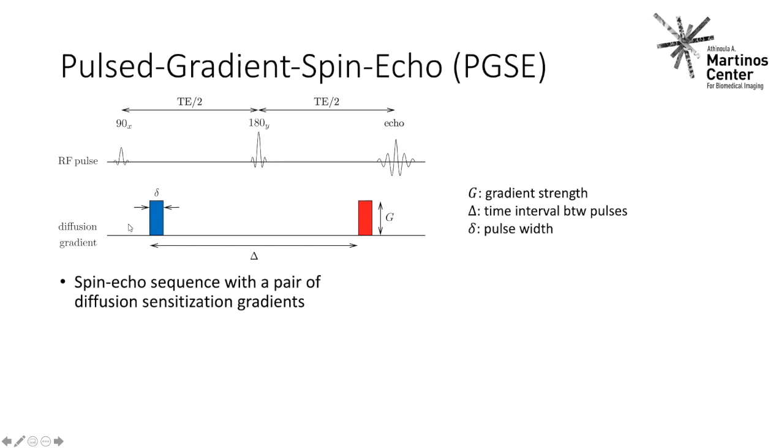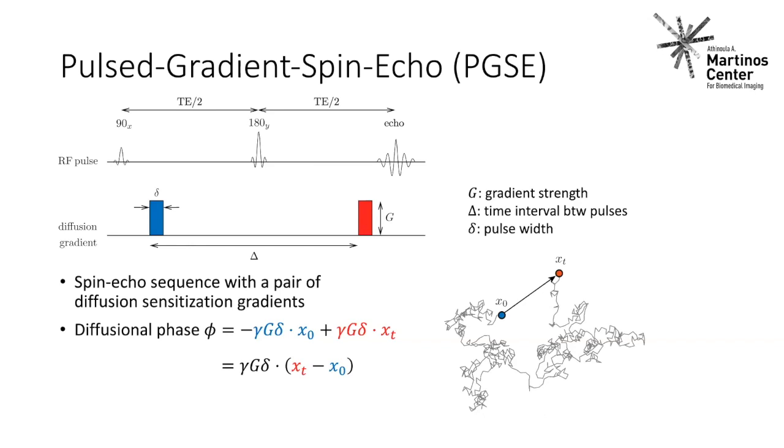And we add an additional pair of diffusion gradients to get sensitivity to the diffusion random motion. G is the gradient strength, big delta is the time interval between pulses, and little delta is the pulse width. So it is basically the spin echo sequence with a pair of diffusion sensitization gradients.